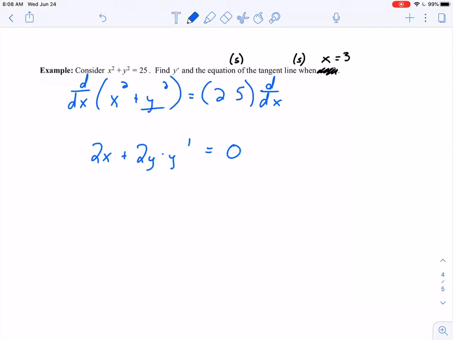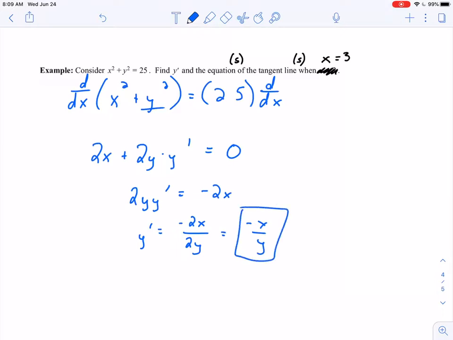And now I just need to solve for y prime. Well, this shouldn't be too bad. I've got 2y y prime equals negative 2x. So y prime equals negative 2x over 2y, or simply negative x over y. That was sure a lot easier than solving for y, ending up with two different functions, having to take the derivative of two different functions, ending up with two different derivatives using two different chain rules. Like, this was so nice.